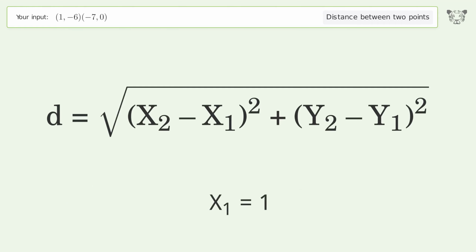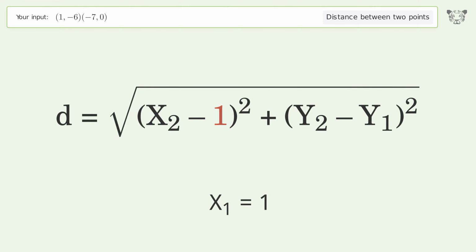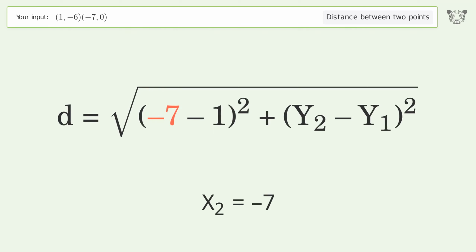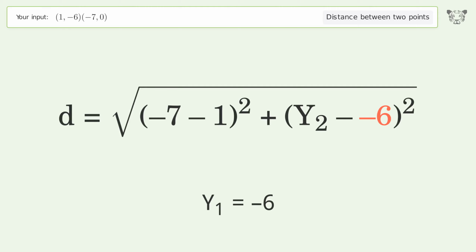x1 equals 1. x2 equals -7. y1 equals -6. y2 equals 0.